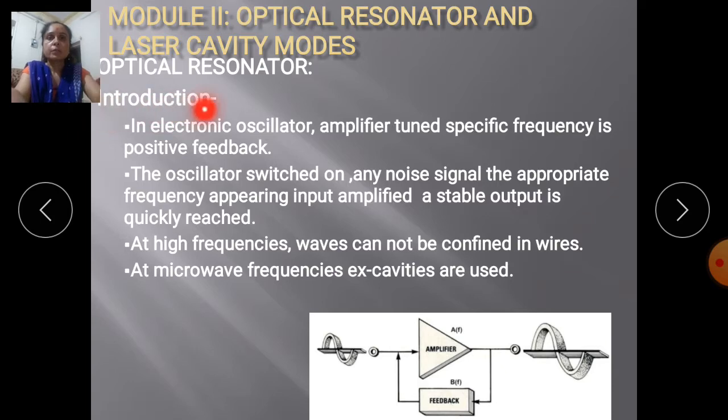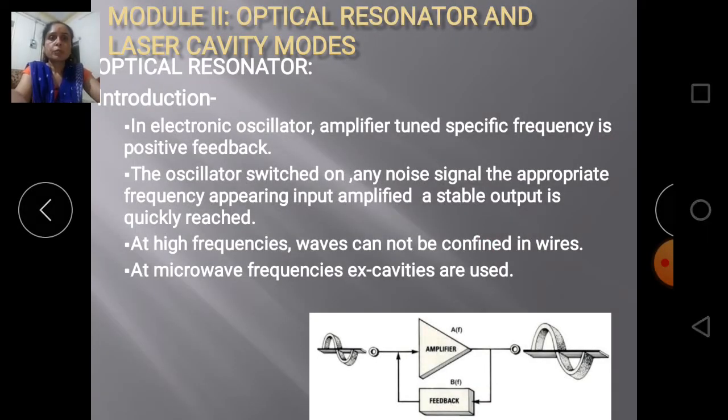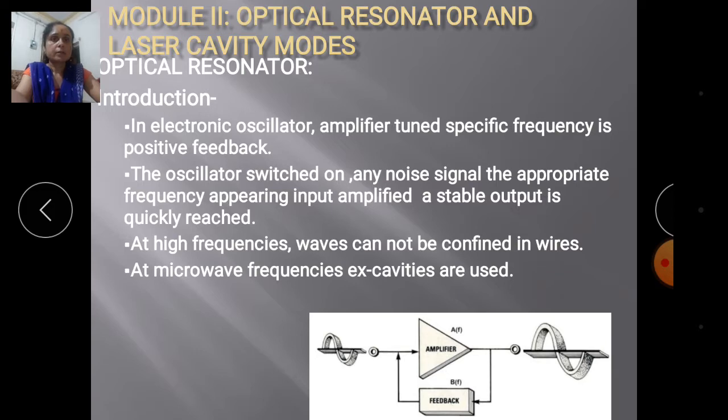So first is the introduction. In this optical resonator we get an electronic oscillator, an amplifier tuned to a specific frequency, which provides positive feedback. See in the figure, this is the amplifier, this is the feedback. This is the input wave, and due to the feedback amplifier we get the output wave formation. In this way, using the feedback amplifier, we get the optical resonator frequency.